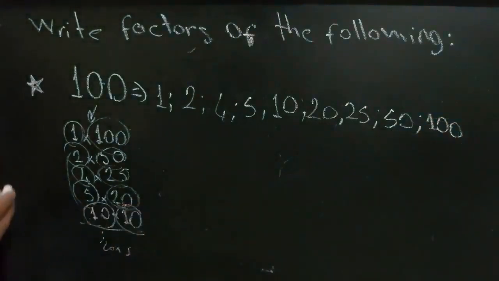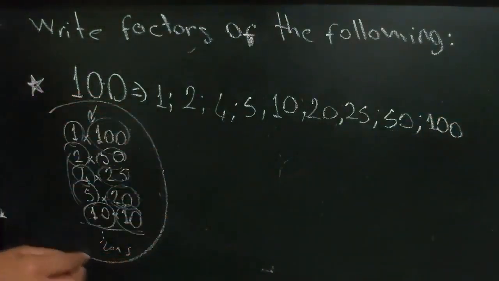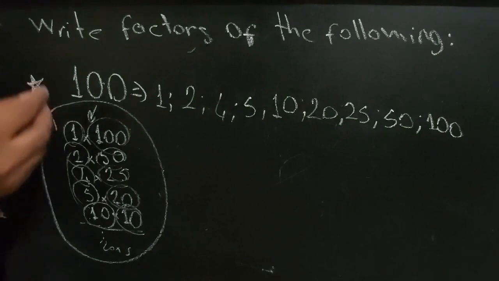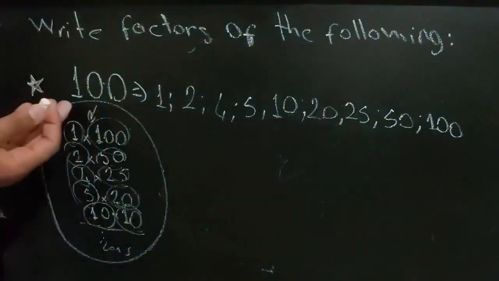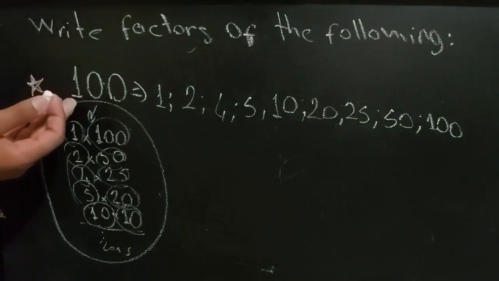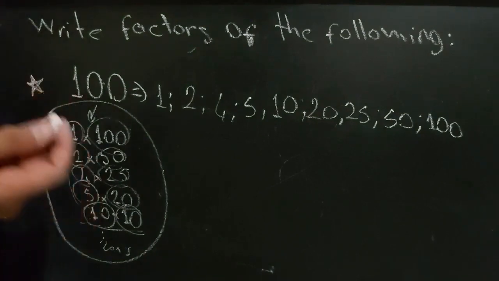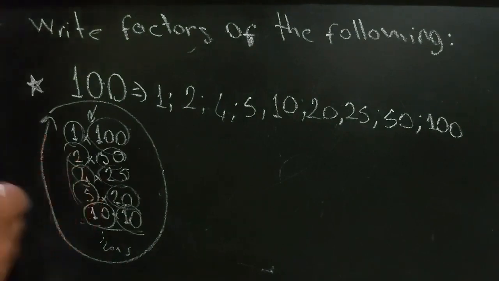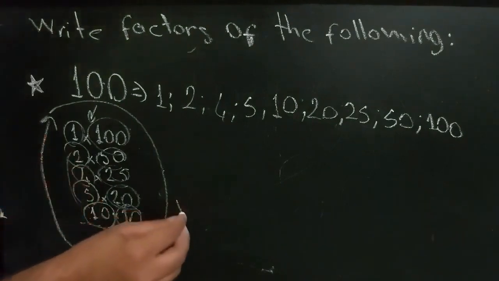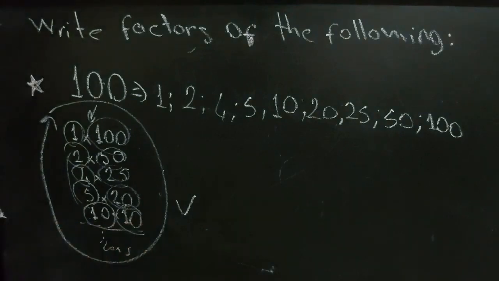As you see, this method is much easier than checking the number from 1 to itself. It's going to be so hard for you to check like that. 100 is divisible by 1 yes, 2 yes, 3 no, 4 yes, 5 yes, 6 no, 7 no. This is so hard and long. See, this one is much easier.